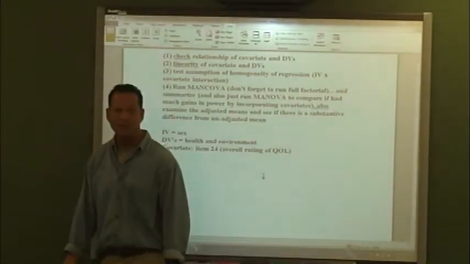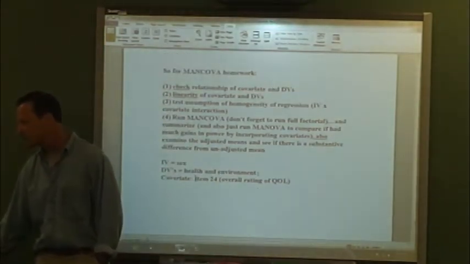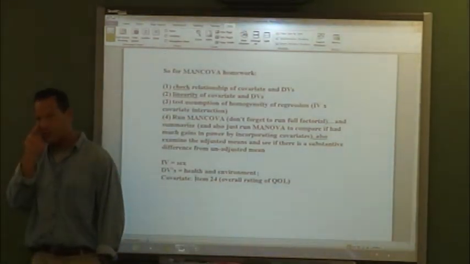And you can get fancier. You can start adding interactions and everything else. We'll keep it nice and simple. But do look at all the assumptions.